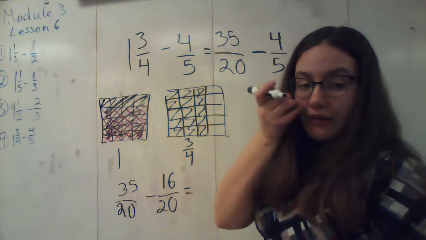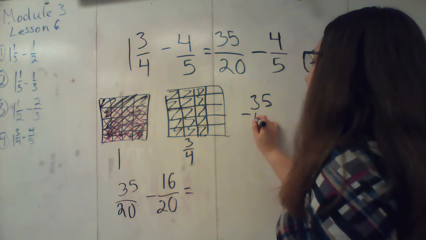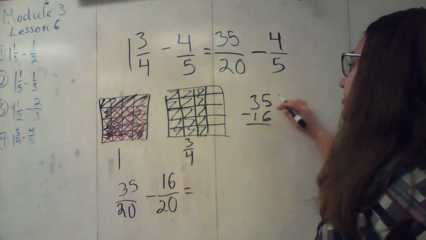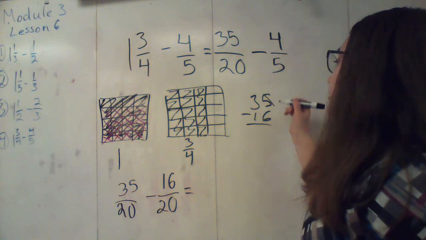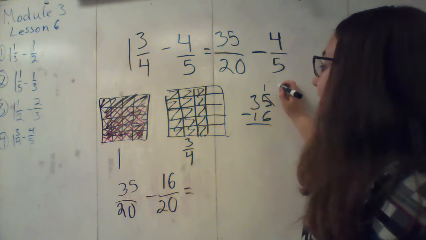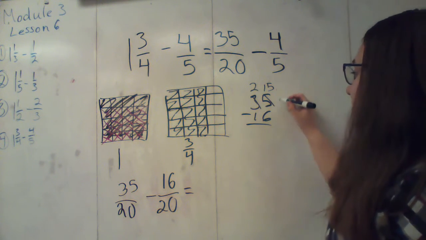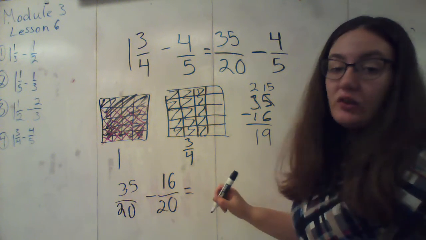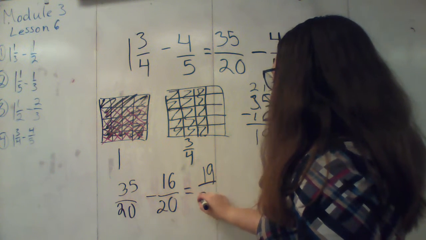And now I have to do 35 minus 16. Now, I'm not always expecting you to do math right off the top of your head. It's fine if you need to do a standard algorithm and solve it like this. So I have to do 35 minus 16. So I will cross out that 5 because I can't do 5 minus 6. This becomes 15 because I borrowed from this 3. 15 minus 6 is 9, and 2 minus 1 is 1. So I will be left with 19/20.